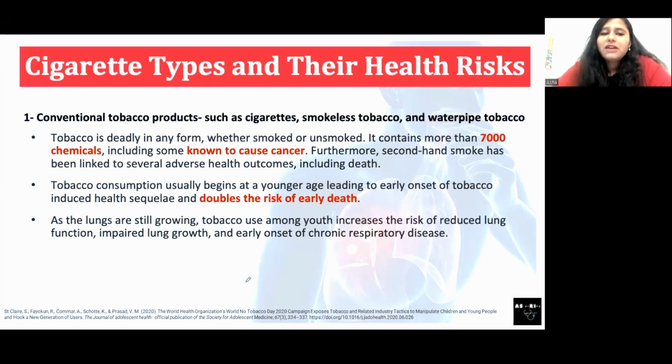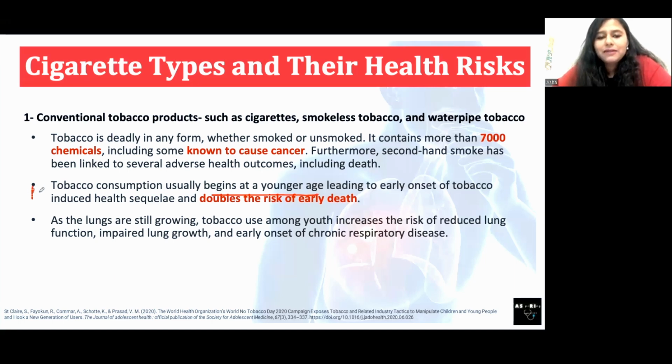So there are 3 types of tobacco users. One is the conventional tobacco products, such as cigarettes, smokeless tobacco, and water pipe tobacco. Tobacco in any form is very deadly, whether smoked or unsmoked, and it contains more than 7,000 chemicals, including some known to cause cancer. Furthermore, secondhand smoke has been linked to several adverse health outcomes, including death. Tobacco consumption usually begins at a very young age, leading to early onset of tobacco-induced health sequelae and doubling the risk of early death.